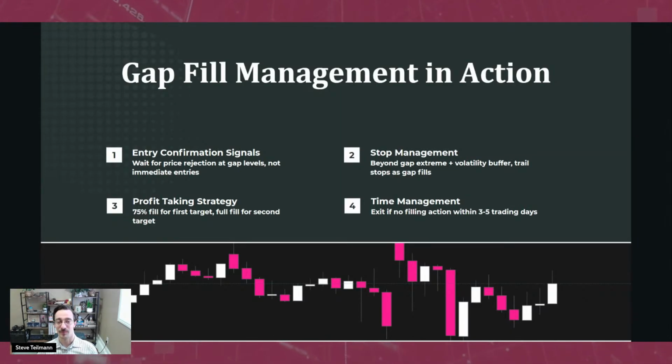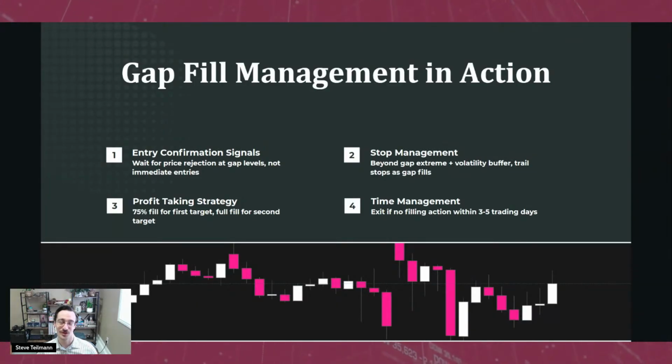So when you're doing these gap fills, you are basically looking for that rejection at the gap level, right? The gap fill that we're talking about here is we're expecting the gap up to come back and close. So instead of just saying, okay, it gapped up, let's short this because it shouldn't be this high, we need to make sure that it's not a continuation gap, right? So we want to see a rejection of the level that it opened at, if that makes sense.